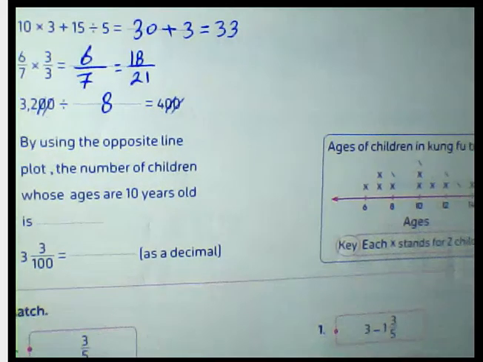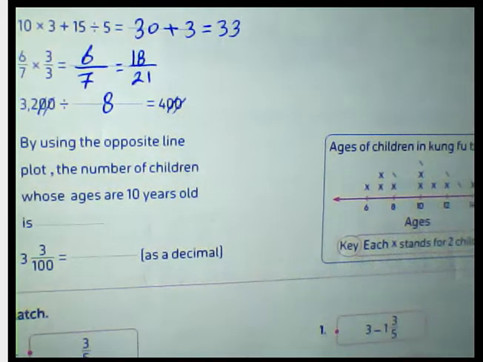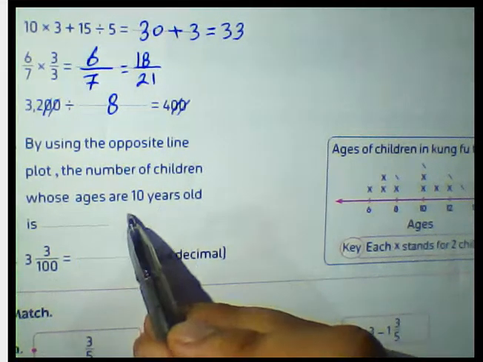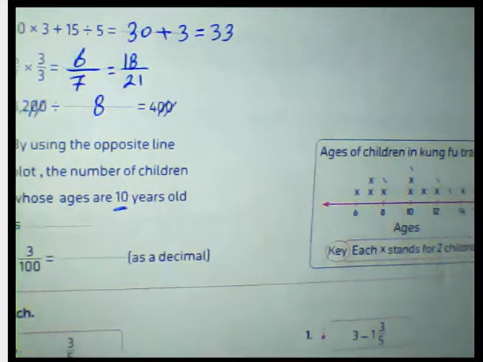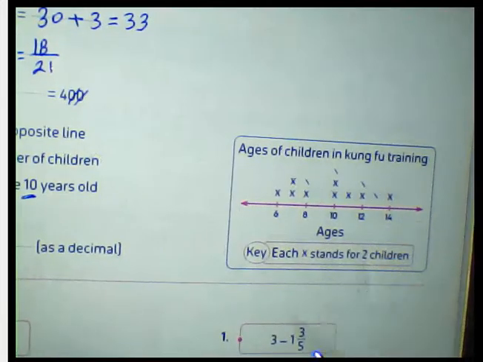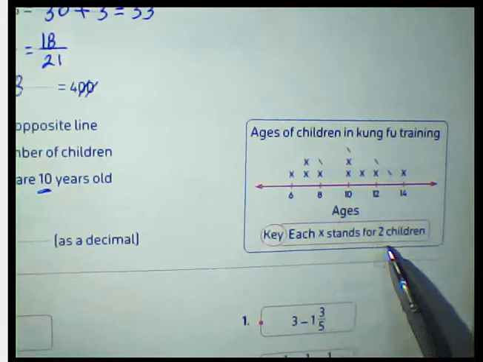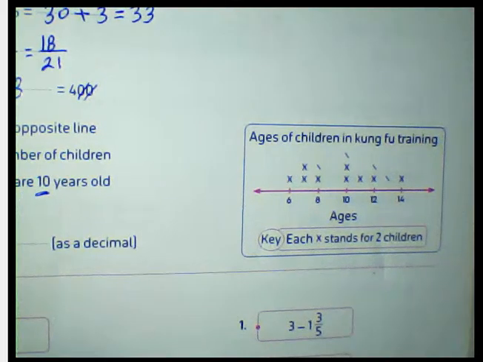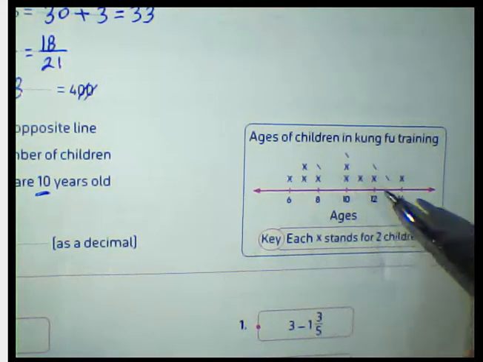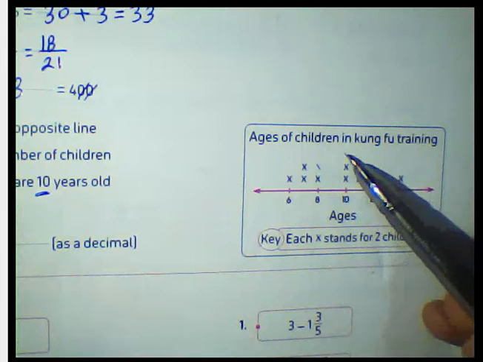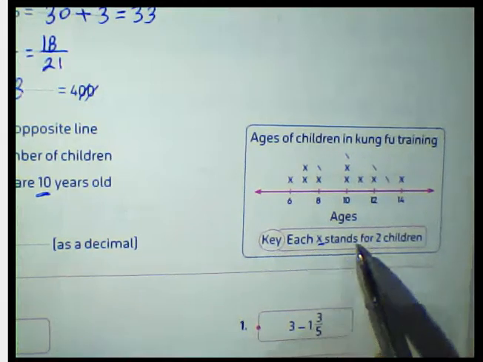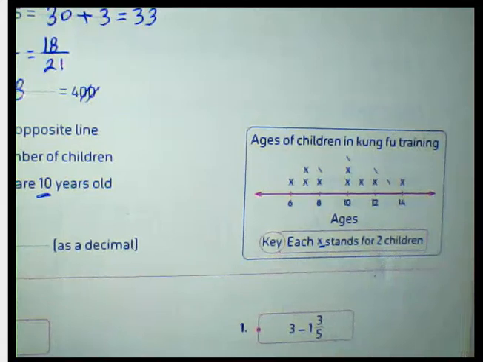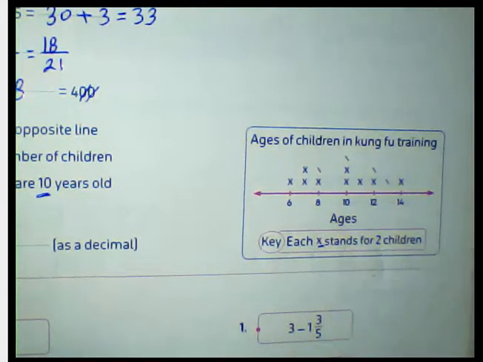Letter E, by using the opposite line. Look at the opposite line. The number of children whose ages are 10 years old is? Can you tell me? X here stands for 2 children. Can you count with me? How many boys? 1, 2, and a half. Each X stands for 2. 2 plus 2 equals 4. 4 plus 1 equals 5.